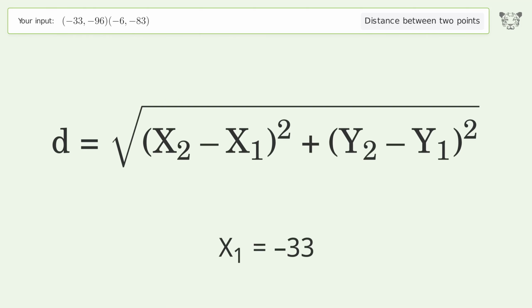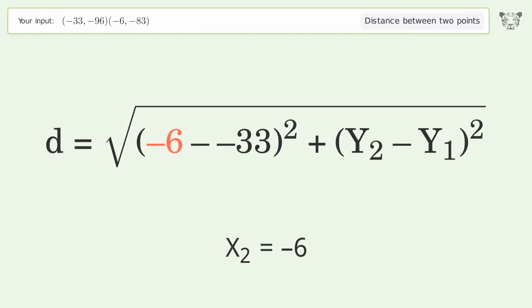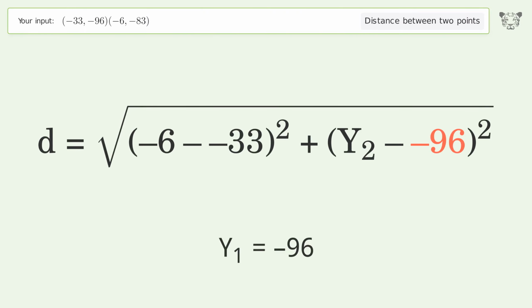x1 equals -33. x2 equals -6. y1 equals -96. y2 equals -83.